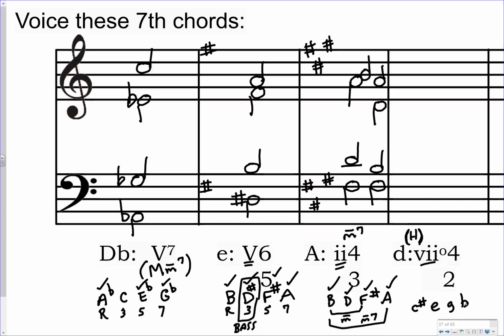Why is it fully diminished? Well, because we just have the diminished circle. We're not looking at a slash through it. If there was a slash through it, we'd have to build a 7 half diminished 4-2. But this is a 7 fully diminished 4-2.